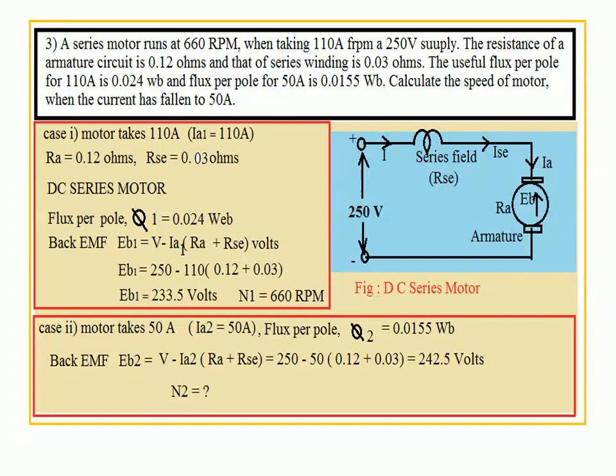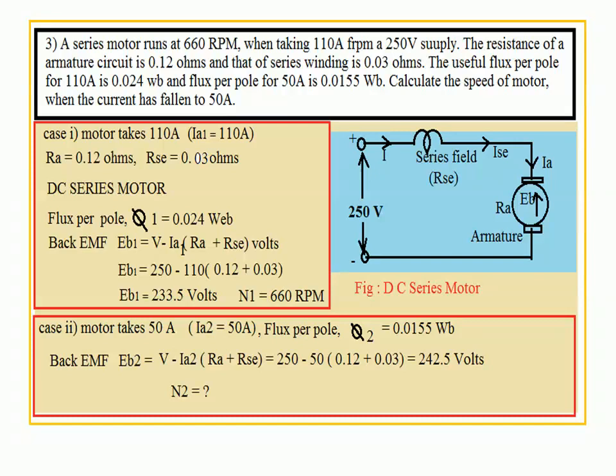Now, we have to see one problem on series motor. Both problems are DC shunt motor, both are asked in VTU examination. Now, this problem is also asked number of times in VTU examination. So, series motor, series field winding is connected in series with the armature. Back EMF equation changes, that's only changes.